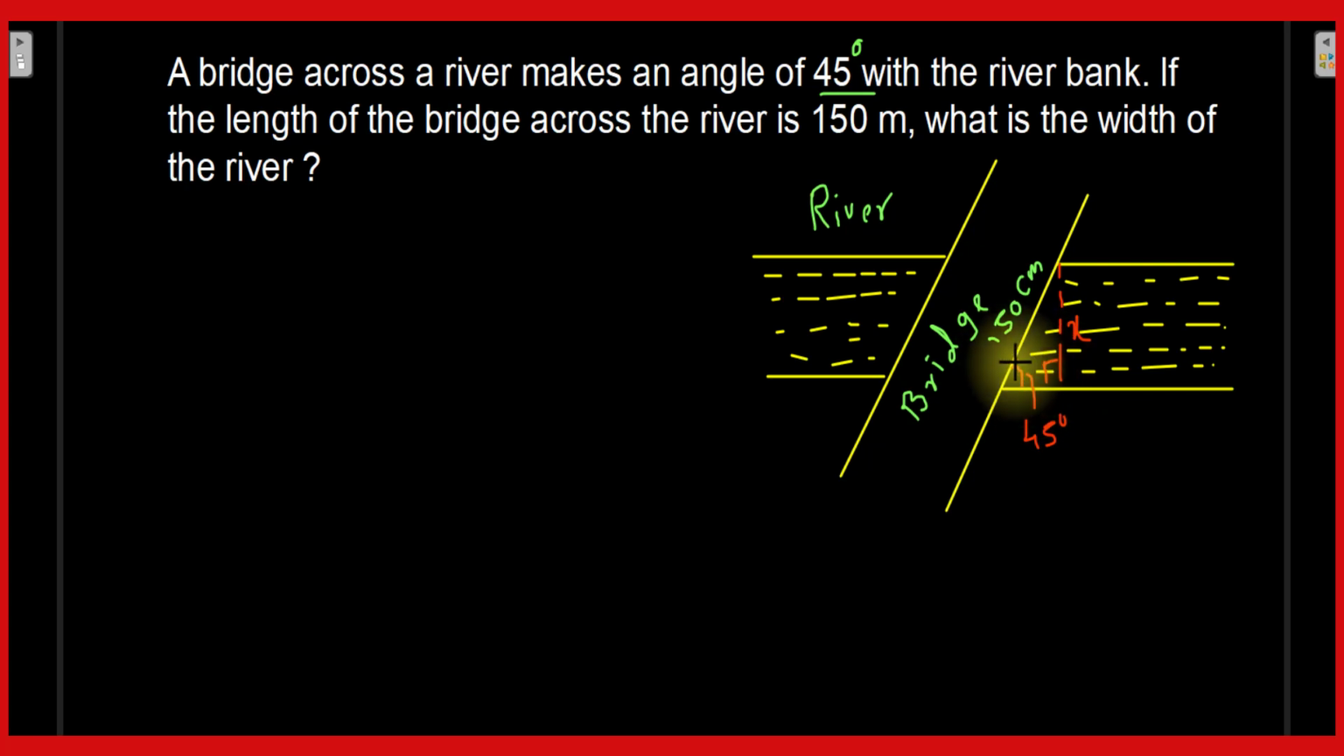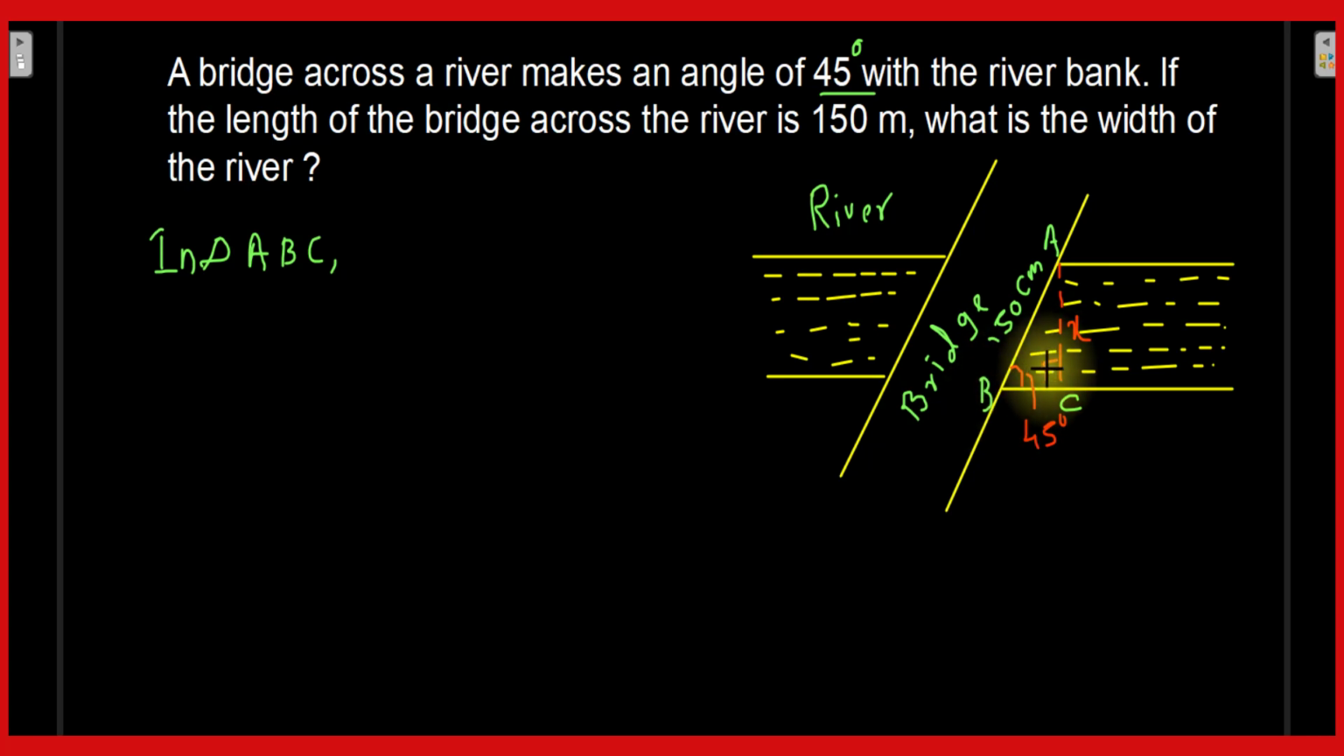If the length of the bridge across the river, this is the length of the bridge. If this length of the bridge is 150 centimeter, then we have to find the width of the river. This width we have to find. So we will take this triangle, correct? So I name it as A, B and C, and this is 90 degree. So this is a right angle triangle. So in triangle ABC, here this is 45 degree.